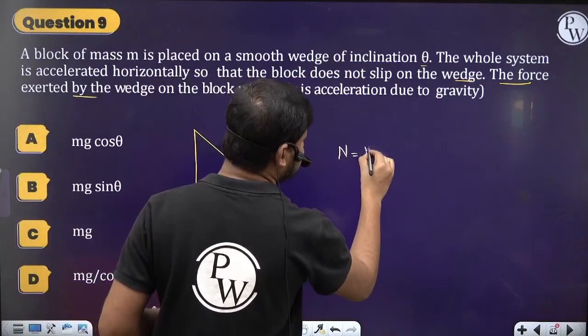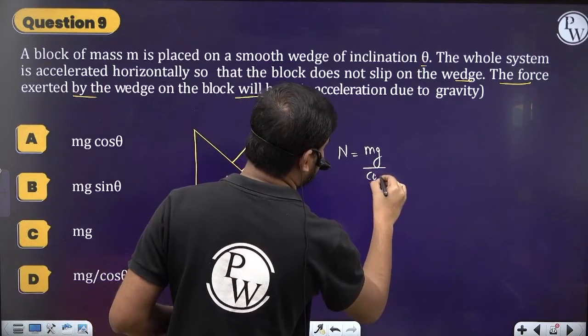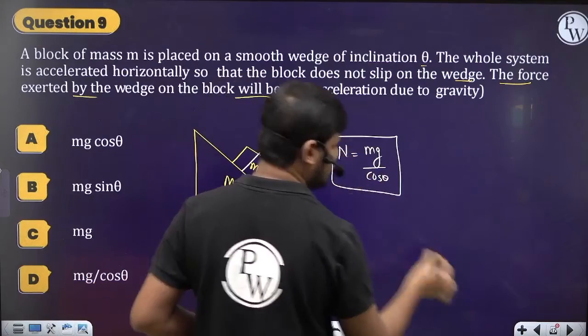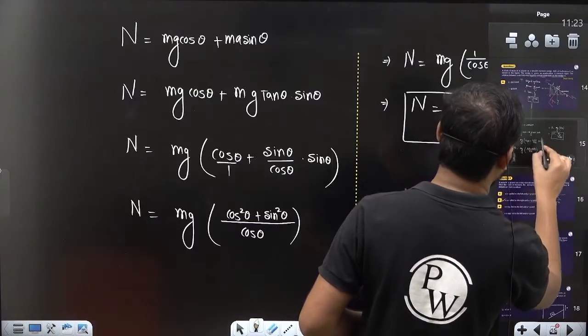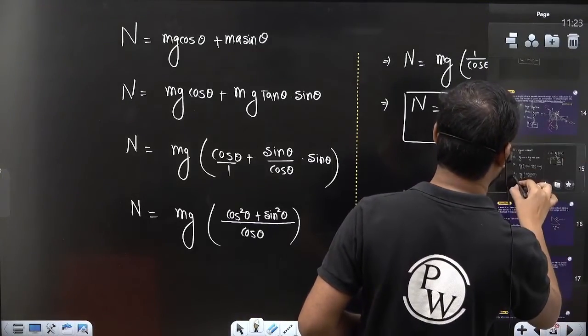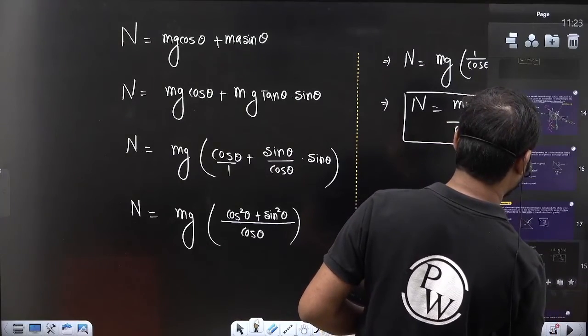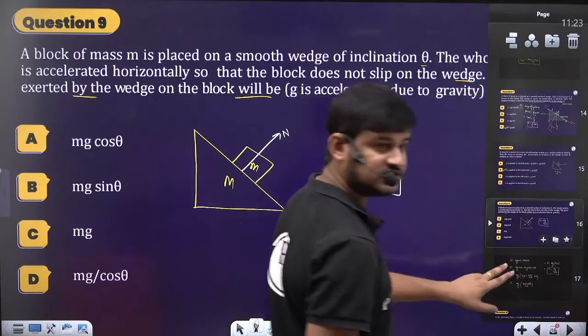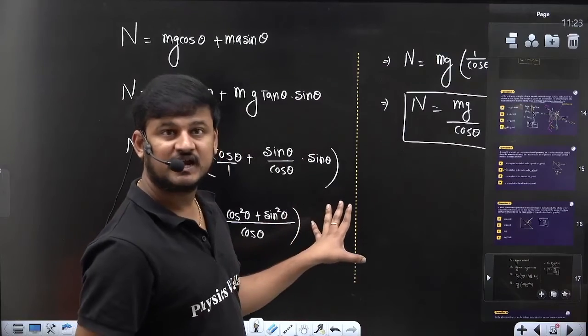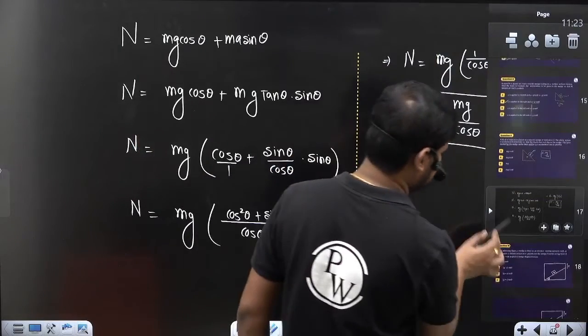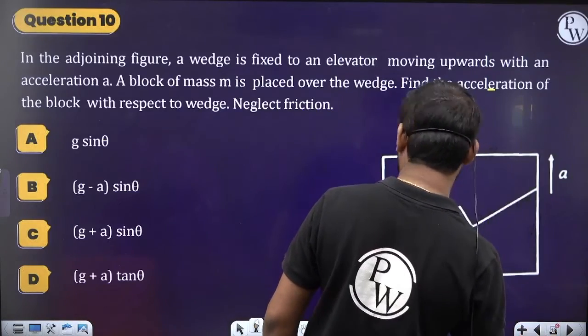So the normal is simply mg by cos theta. Just now we derived it previously. So let me put that slide here. I can write here, you can put it here for this question simply. Done? So next, the next question, the 10th one.